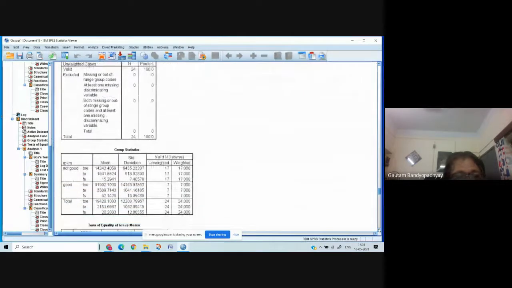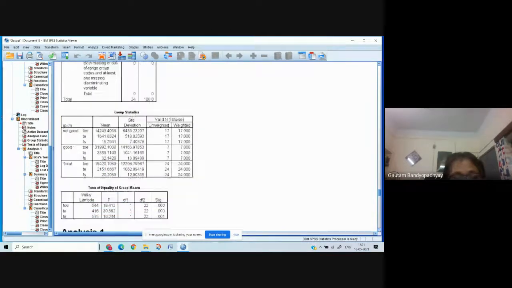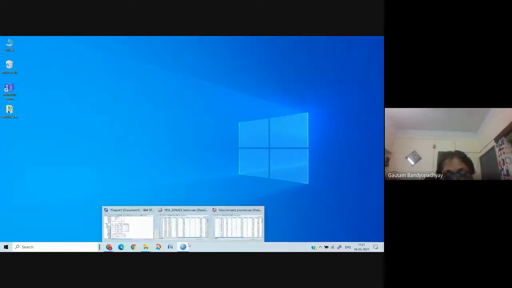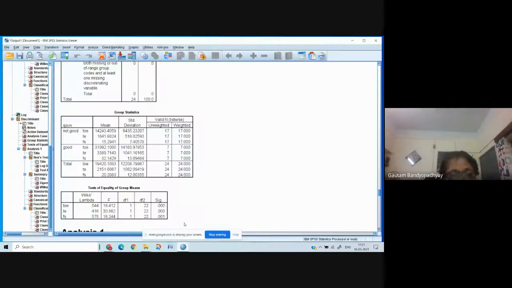So here, not good, good, and these three are independent variables. Just take the mean and mean, huge difference. Mean, huge difference. Mean, difference. Okay. And if you go for Wilks' lambda, oh, okay, sorry. If we go for Wilks' lambda, just to check, all are less than 0.5.